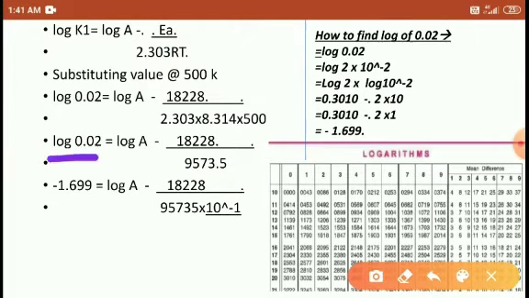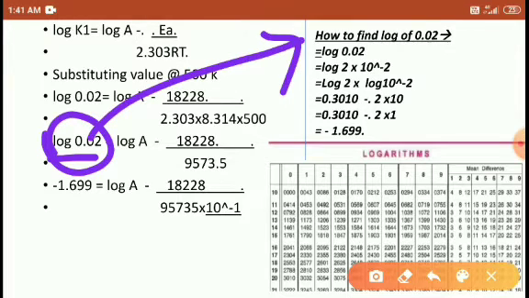Next the log 0.02. So how to find the log 0.02? I have written here, students, in this box. Log 0.02 is equal to log 2 into 10 to the power of minus 2, because the point moves to the right hand side. Then log of A into B becomes log 2 plus log 10 to the power of minus 2.